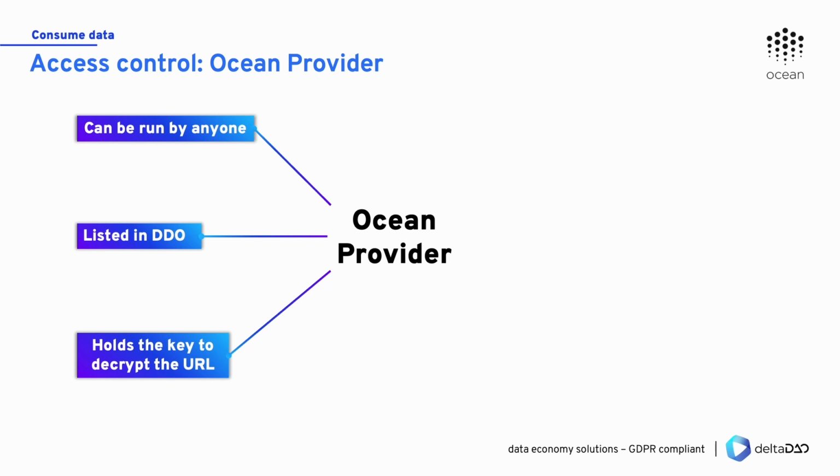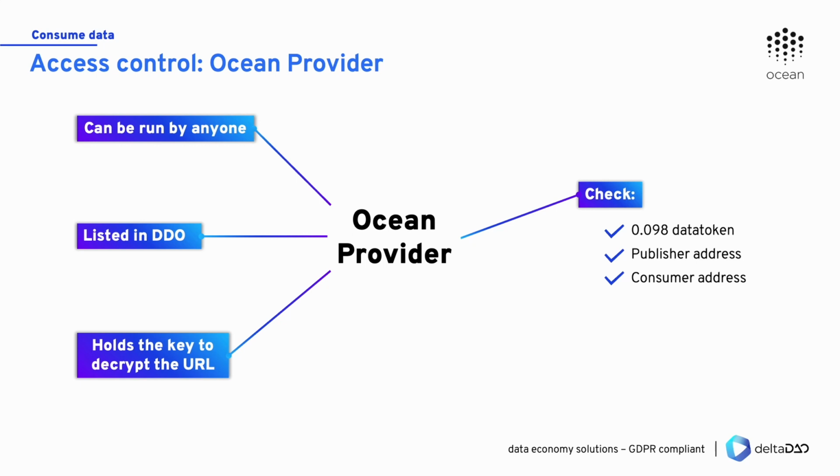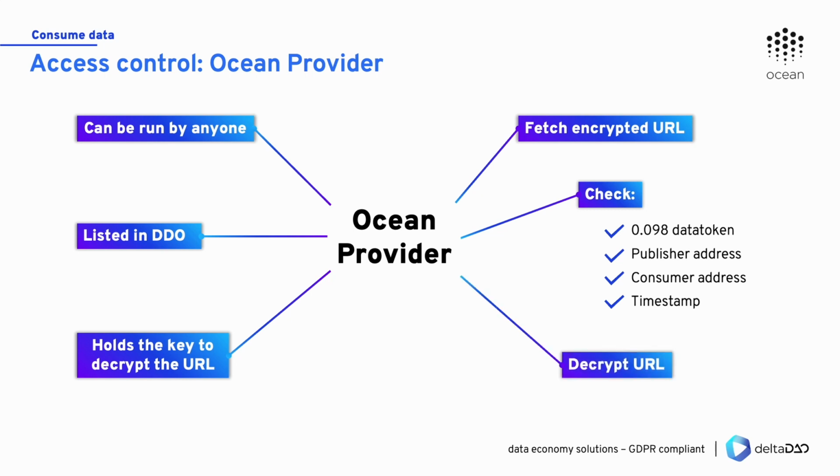This is the only controller that holds the key to decrypt the dataset's URL. The access controller checks if a transaction of 0.098 data token from your address to the data publisher's address has been confirmed on the Gaia-X distributed ledger. Then it checks if the transaction timestamp is in the allowed consumption interval. This is true here. Behind the scenes, the access controller, Ocean provider, fetches the encrypted URL of the algorithm from the asset's self-descriptions stored in the Gaia-X catalog. It decrypts the URLs and fetches the algorithm from the URL.